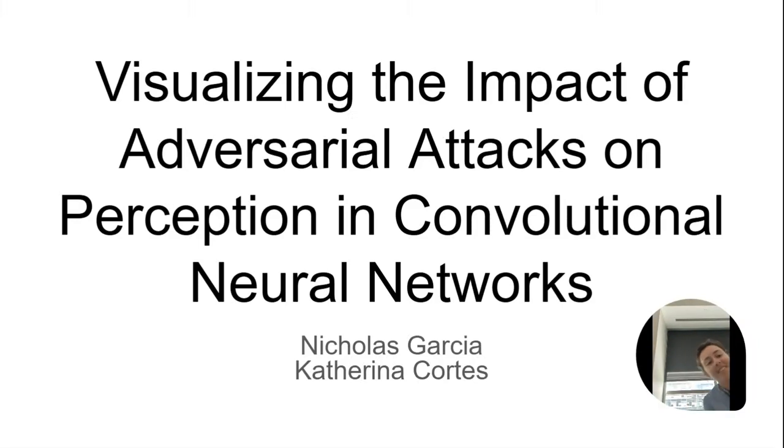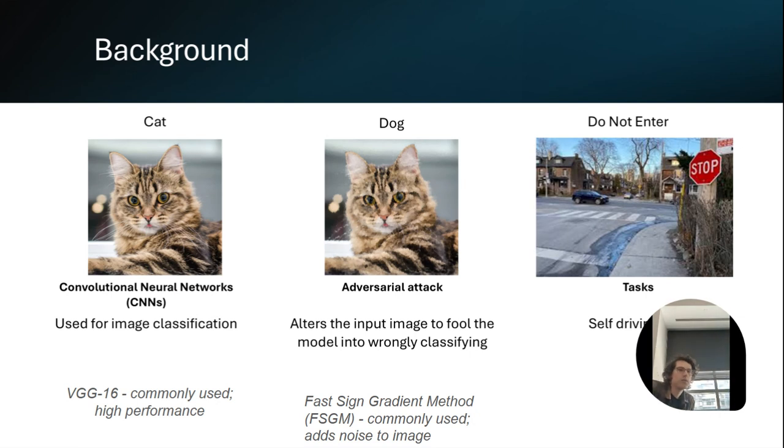I'm Nick. And I'm Katerina, and we'll be talking about visualizing the impact of adversarial attacks on perception in convolutional neural networks. Convolutional neural networks are a really powerful tool that have really taken over the world, and they're used for everything from classifying pictures of animals to self-driving. And they are particularly vulnerable to certain types of attacks that can cause misclassification, and that's really dangerous because you don't want your car driving through an intersection.